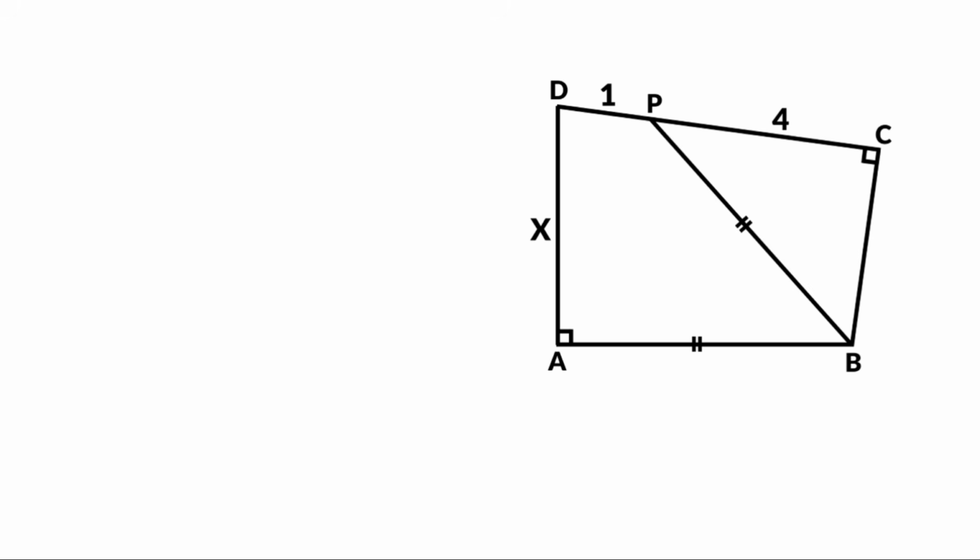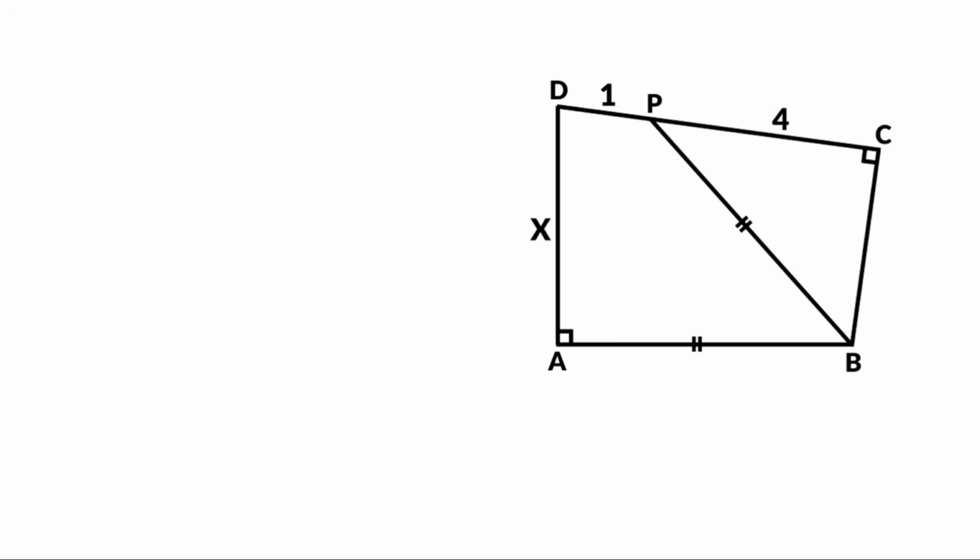We have a quadrilateral ABCD. Notice that angle A and angle C are both right angles. Along the top side, CD, there is a point P. We are told that CP is 4 units and PD is 1 unit.